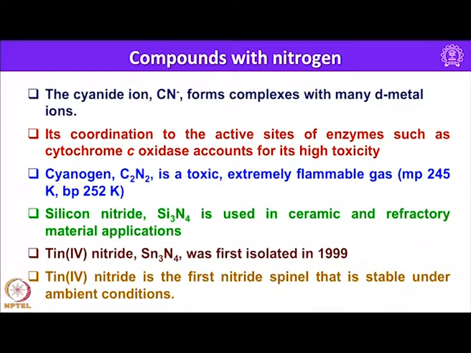Silicon nitride Si3N4 is used in ceramic and refractory material applications. Tin(IV) nitride, that is Sn3N4, was first isolated in 1999. Tin nitride is the first nitride spinel that is stable under ambient conditions. Cyanide is a pseudohalogen. Its chemistry resembles that of halogen atoms, and its physical and chemical properties also resemble halogens. That is the reason they are called pseudohalogens.